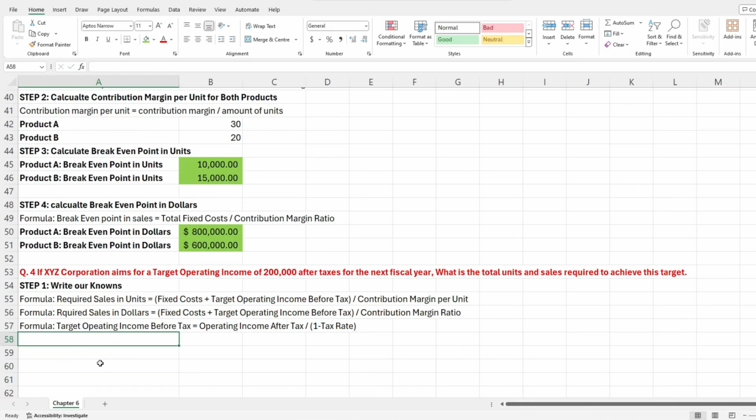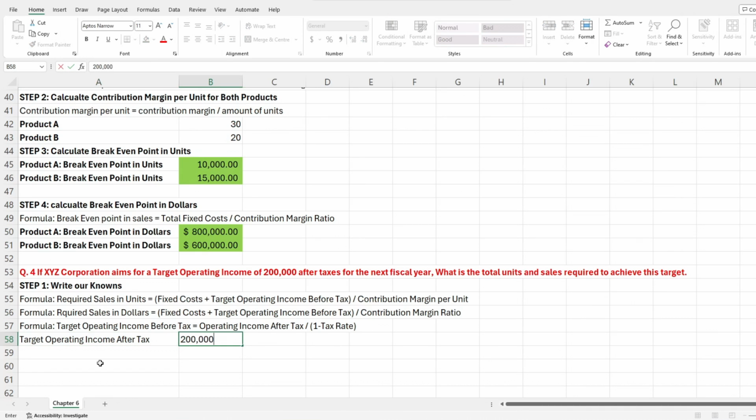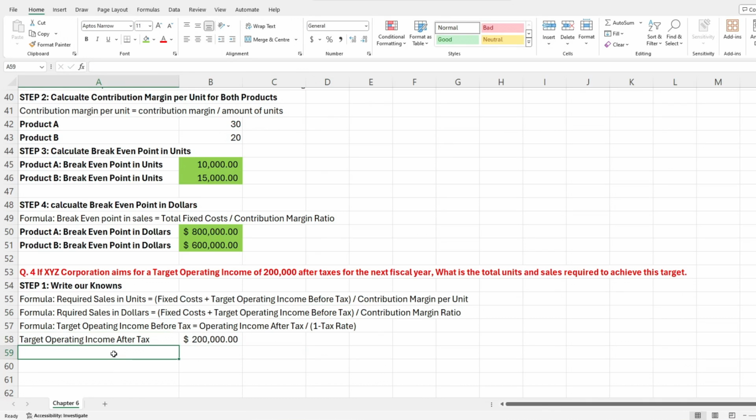All right. And then I'll just write target operating income after taxes. That is 200,000. All right, so step 2. Let's calculate our operating income before taxes. So using the formula, I'll just recopy it.